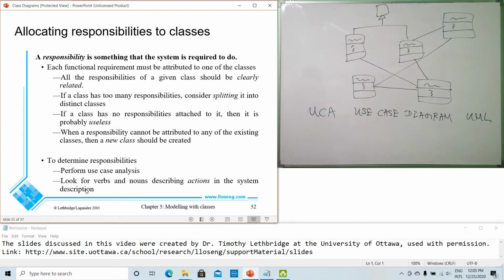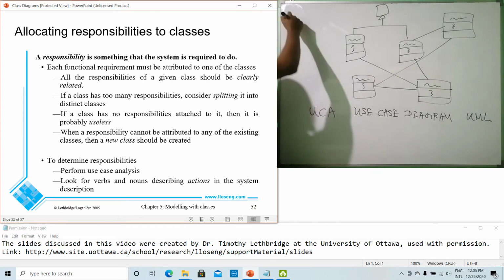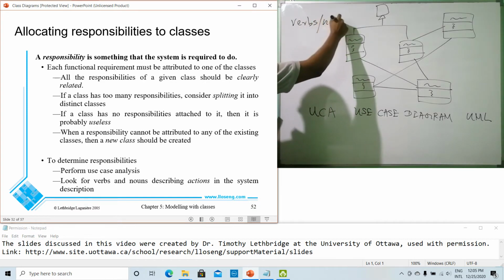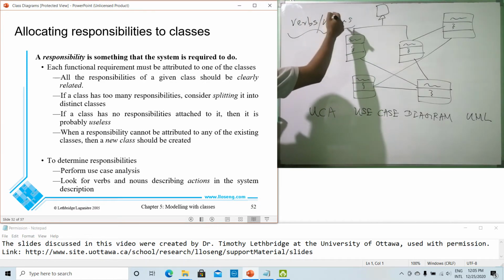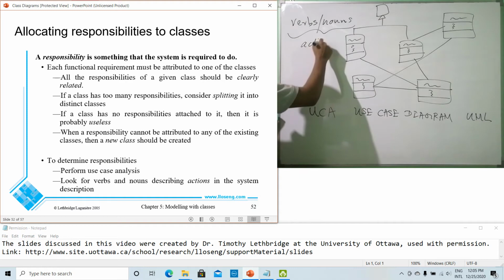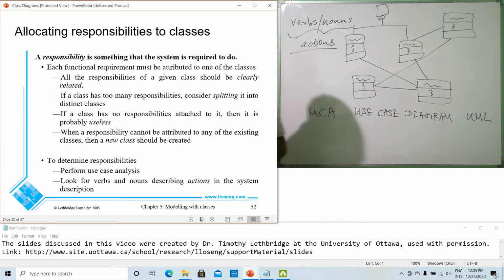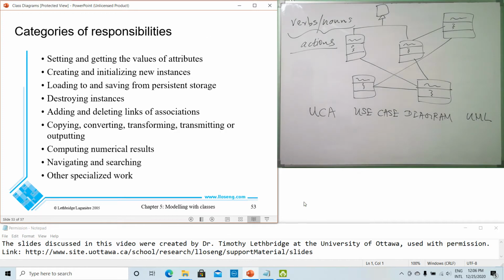The other way is to look for verbs and nouns that describe actions in the system description. Okay, so if you still do not have a clear idea about responsibilities, you will understand in the near future. Now these are the categories of responsibilities.